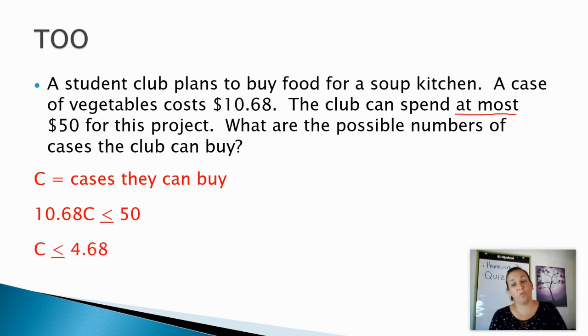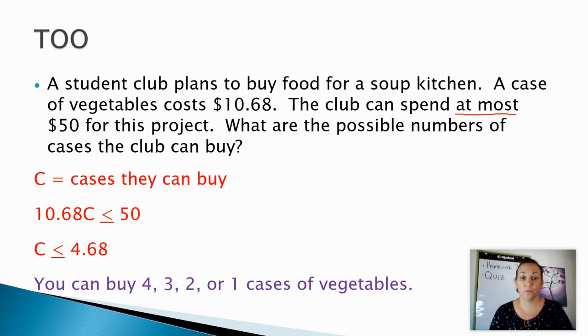Now again, in this problem, we're not going to be buying a partial case, so we need to figure out whole numbers. Also, there is a limit to our whole numbers, so we're not going to buy a negative amount of cases, and so the amount of cases that we could buy is 4, or 3, or 2, or 1. And we stop at 1 because we're not going to buy 0 cases, because then we're not actually buying anything, and we're not going to buy a negative amount. So remember on these word problems to check the context of the problem and make sure that your answer is appropriate based on the context.